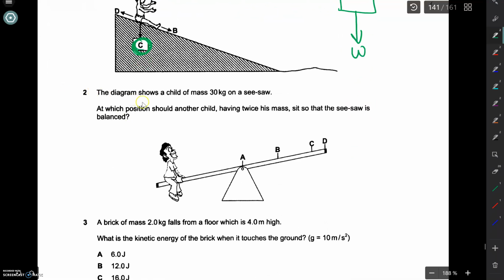But question 2 says the diagram shows a child of mass 30 kilograms on a seesaw. At which position should another child having twice his mass sit so that the seesaw is balanced? Well, this uses the principle of moments. The principle of moments.